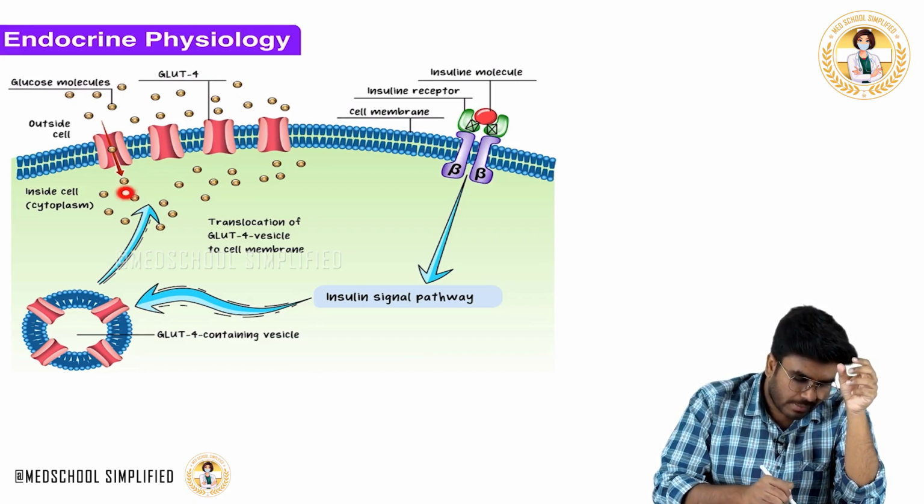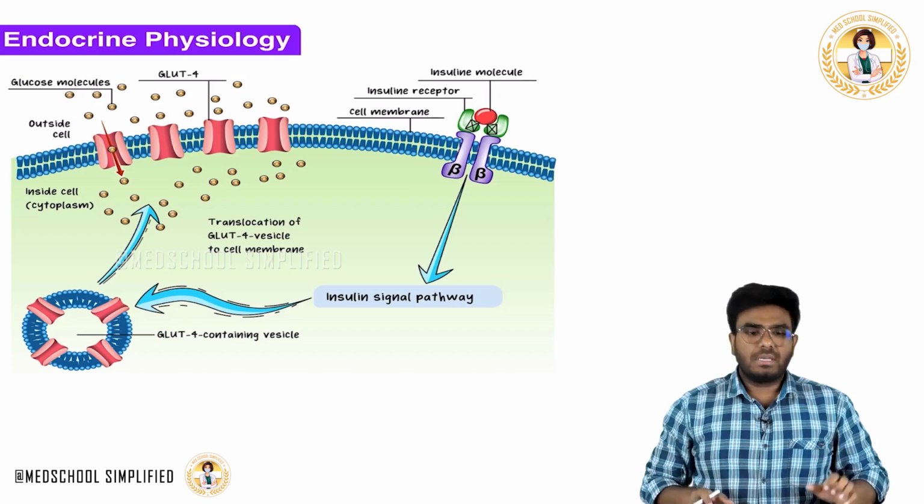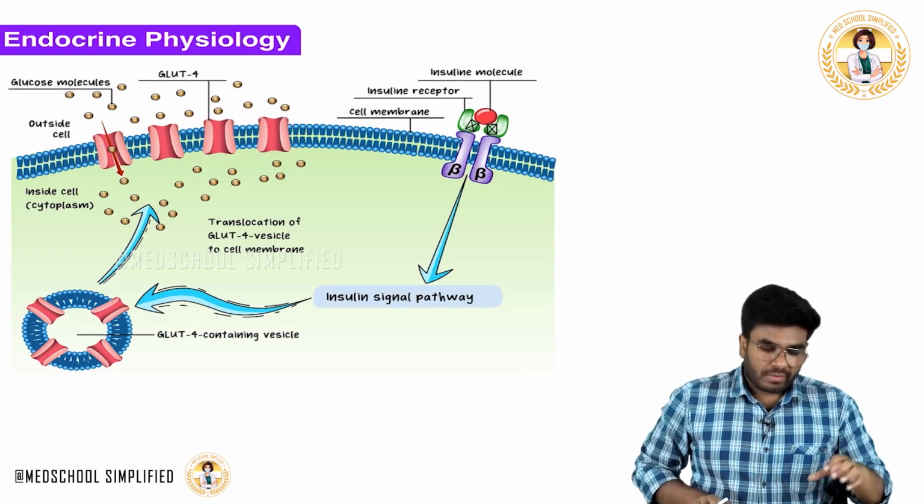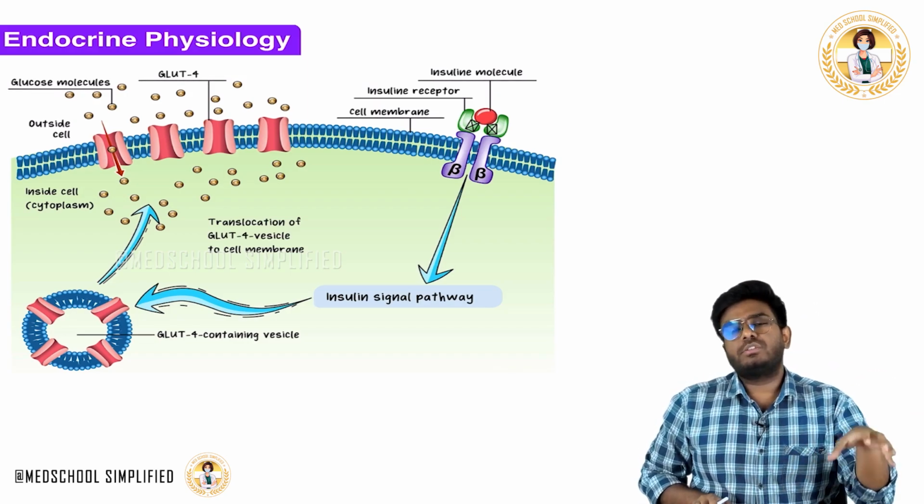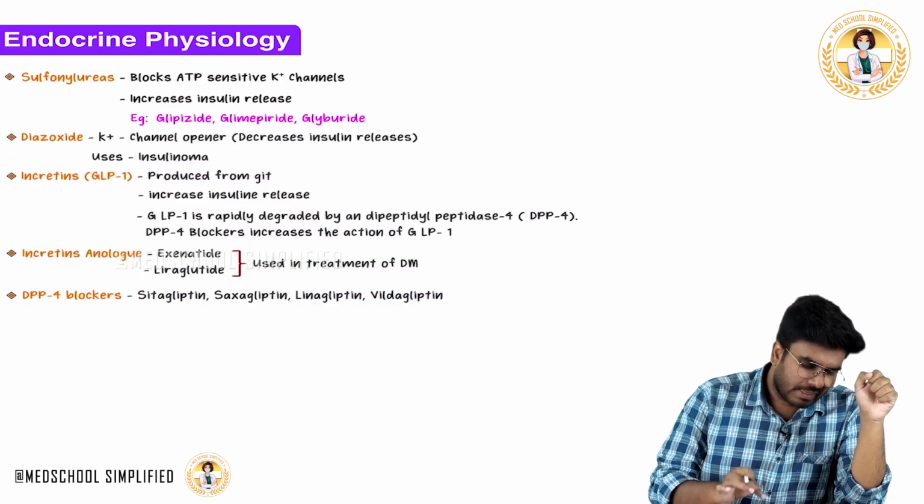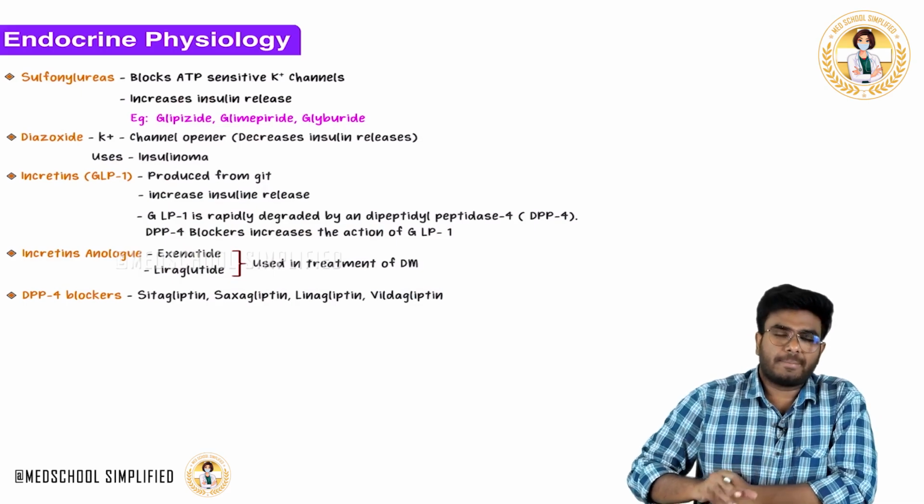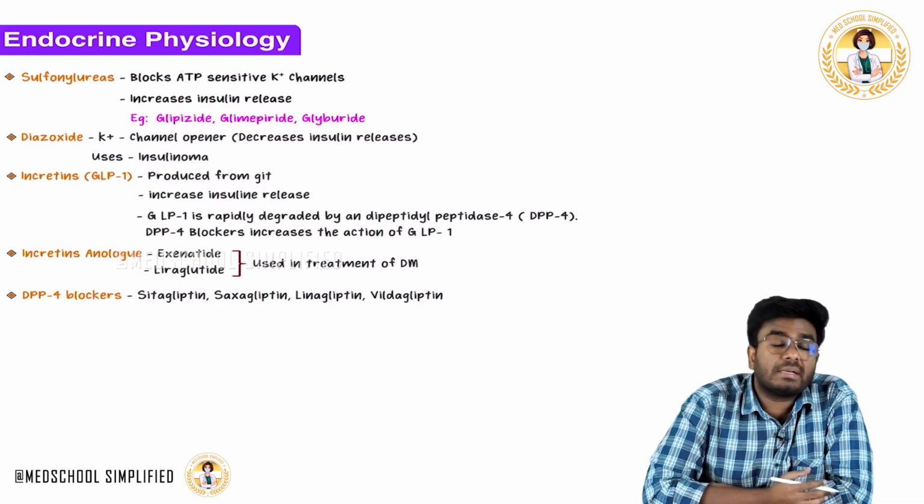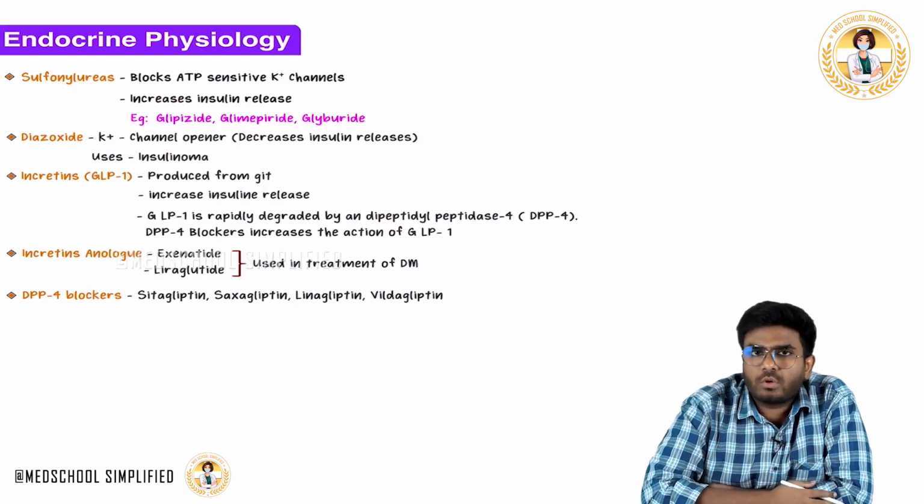All these glucose molecules are entering into the cell. Okay, with this we are done, like how insulin is going to act on the cells. Now after this, let's discuss some important drugs which are used in the treatment of diabetes mellitus, especially type 2 diabetes mellitus. Some pharmacological correlation.